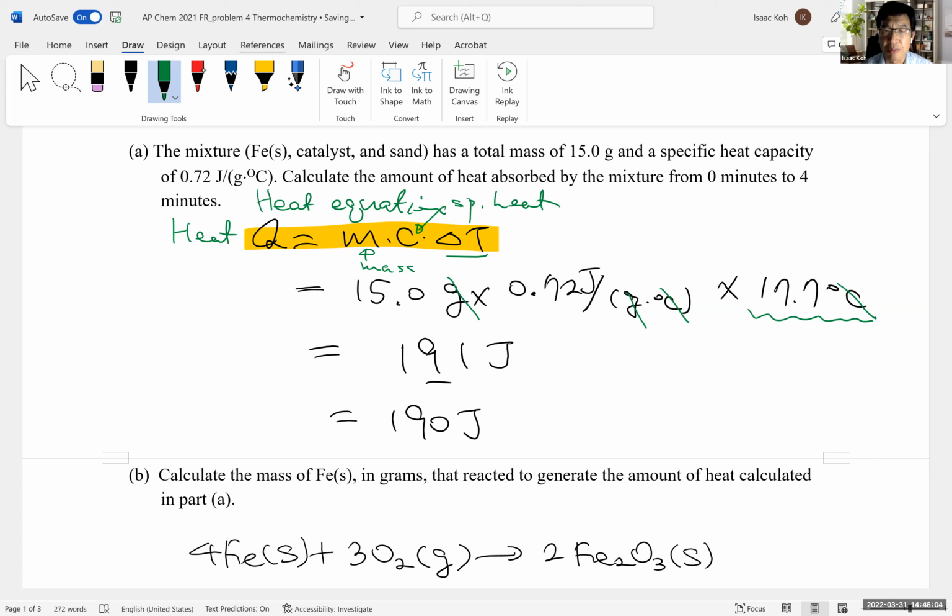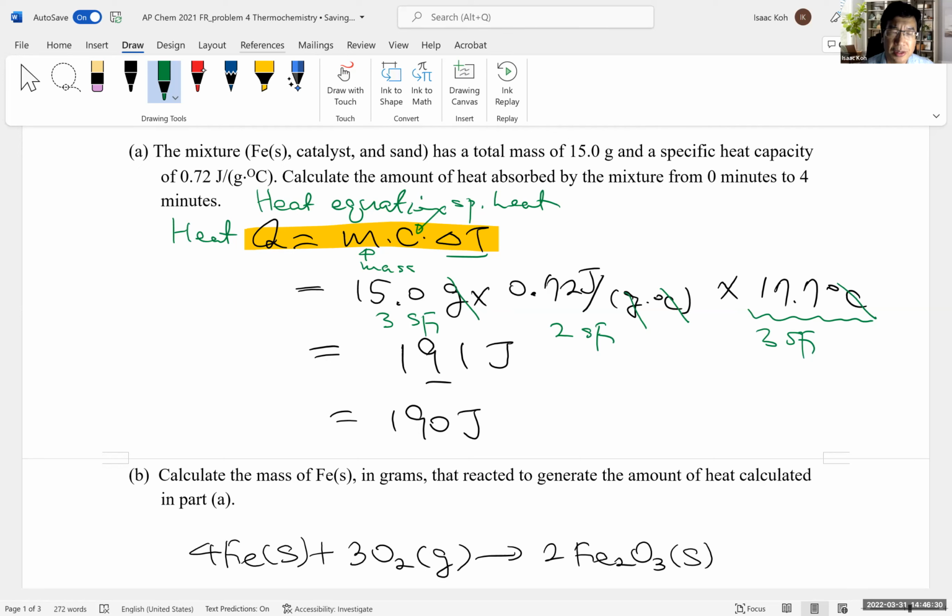So let me put this into the calculator. When I calculate it, I find the value 191 joules. Now let's think about sig figs: 15.0 is 3 sig figs, 0.72 is 2 sig figs, and 17.7 is 3 sig figs. So finally, I need to represent the answer with 3 sig figs.